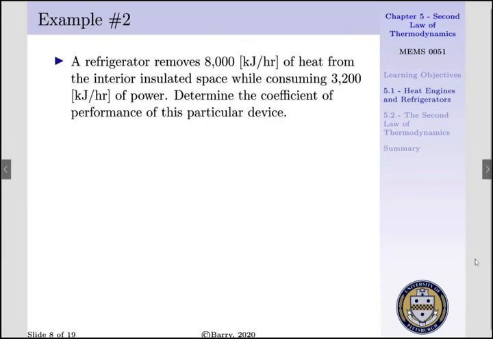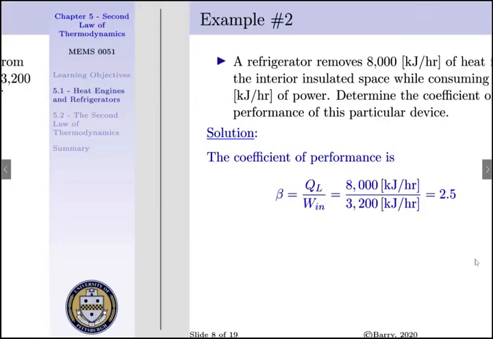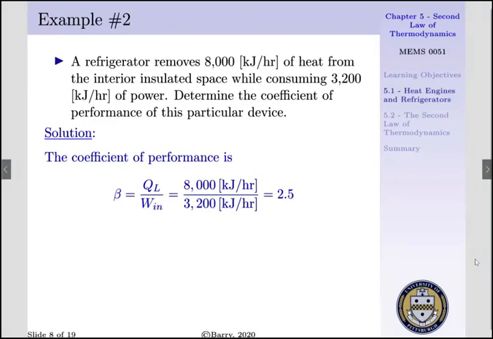Now, let's consider an example where a refrigerator removes 8,000 kilojoule per hour of heat from the interior of an insulated space, while we have to provide 3,200 kilojoule per hour of electrical power. And we want to determine the coefficient of performance of this particular device. To do so, we'll use our equation that we defined. Beta is equal to QL per our work in. Our heat removed is 8,000 kilojoule per hour, and our work into our system is 3,200 kilojoule per hour. Thus, our coefficient of performance is 2.5.